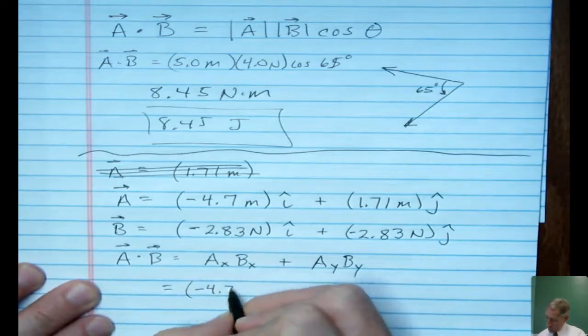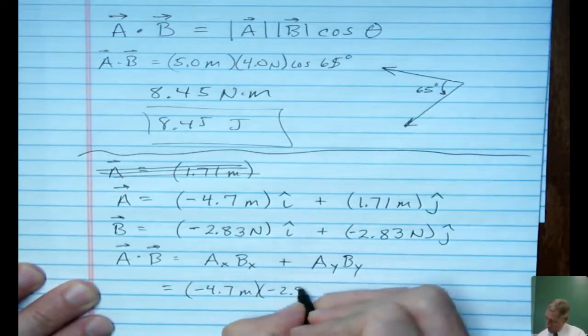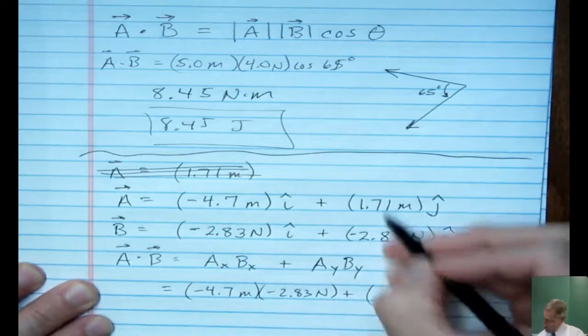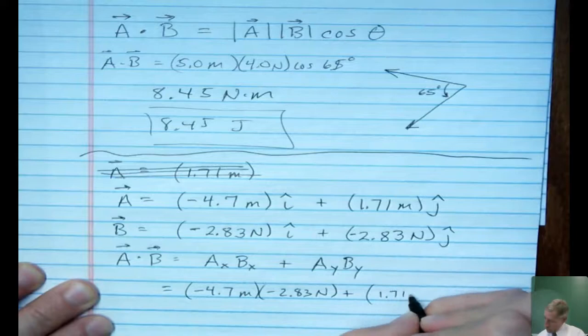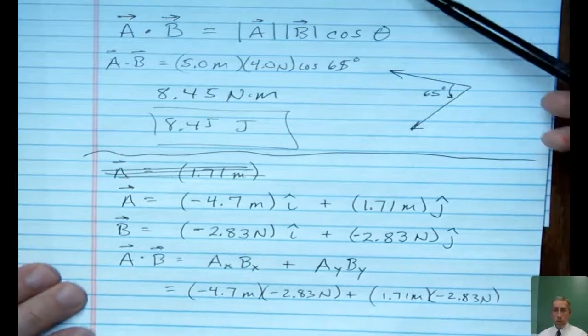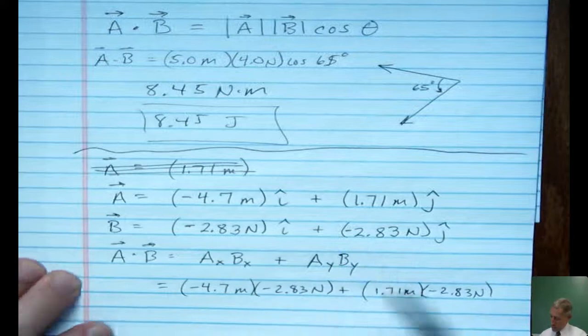So just to show you that we get the right thing here, this is going to be negative 4.7 meters times negative 2.83 newtons plus, and then the product of these two, positive 1.7 meters times negative 2.83 newtons. Just so happened I chose 225 degrees, which was down at 45 degrees. That's why these two components are identical.